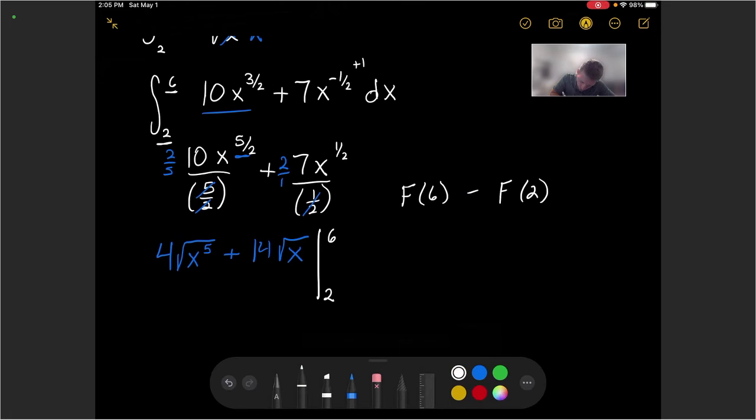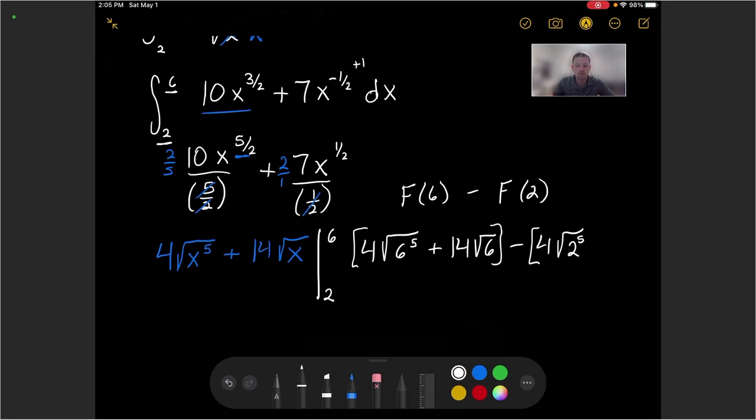So the first one will have 4 times the square root of 6 raised to the 5th, plus we'll have 14 square root of 6. All of this we will subtract by 4 square root of 2 raised to the 5th. And then we'll have plus 14 square root of 2.